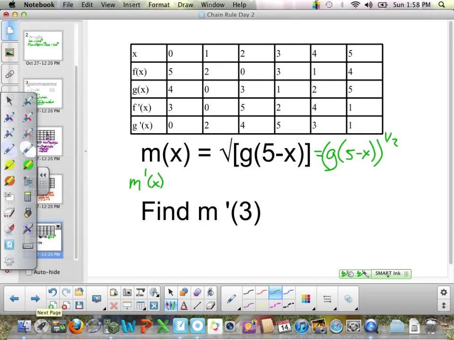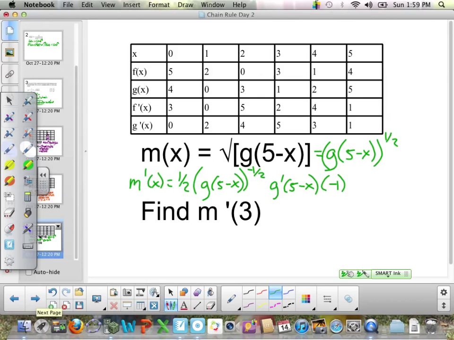We'll first do the outside level, which is 1/2 times g of 5 minus x to the negative 1/2 as we subtract 1. Then we'll multiply that times the next level, g prime of 5 minus x. And then we'll go inside even further. We'll take that times negative 1. And then it's simply a matter of substitute and simplify.